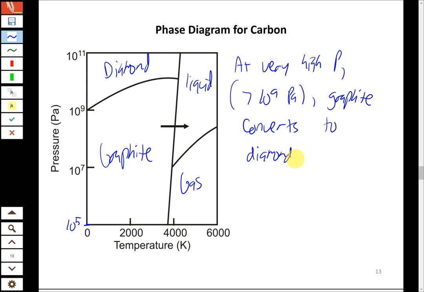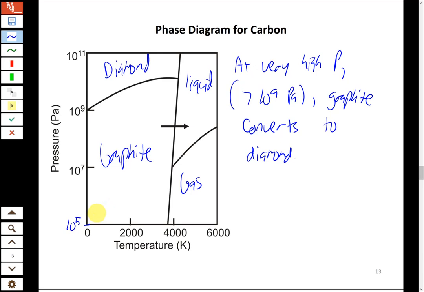Now, the other thing that this diagram reveals is the false advertising that the diamond industry does to everyone, because you've probably seen the commercials where they say a diamond is forever. And that's not actually true because graphite is the more stable form of carbon at atmospheric pressure.